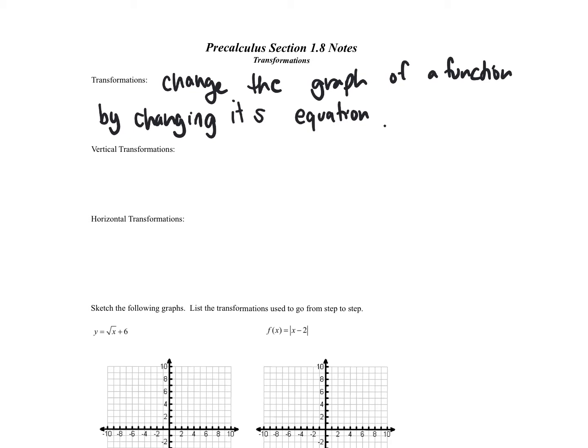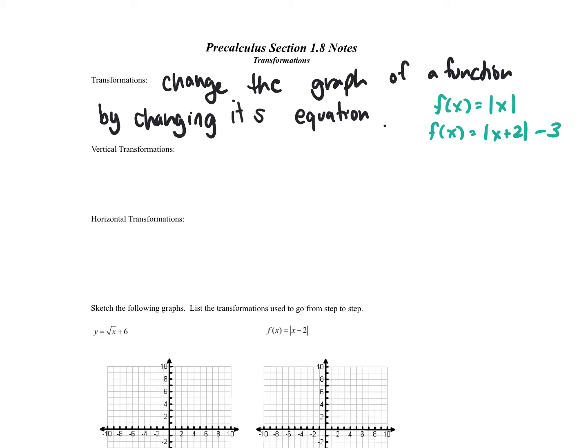So if I think about a function, let's say I have an absolute value function. We all know that looks like some kind of V. But now if we start changing it, so let's say I add a 2 inside the bars, or I subtract a 3 outside, that'll change what the graph looks like. It'll still be some kind of V, but it'll look like a different V. So our goal is to investigate what changes the graph when you change the equation.